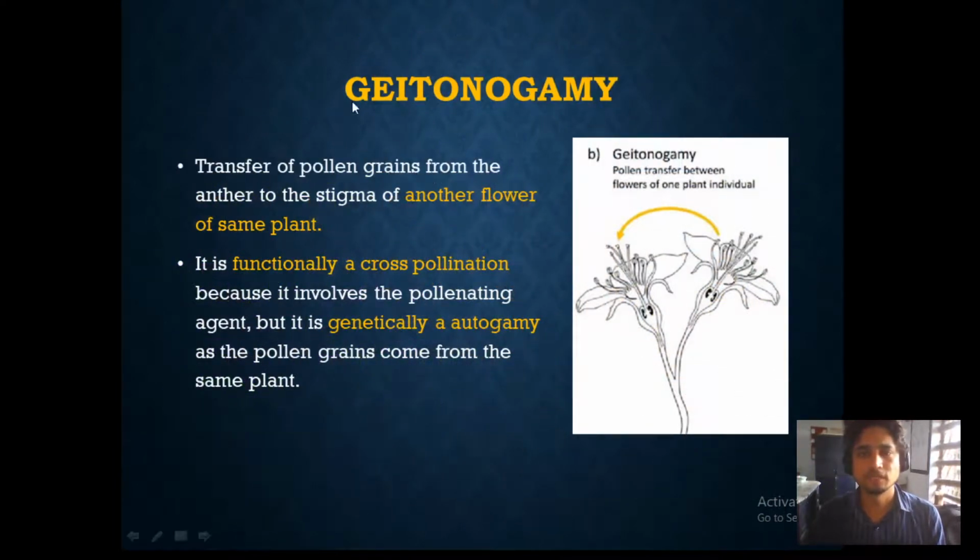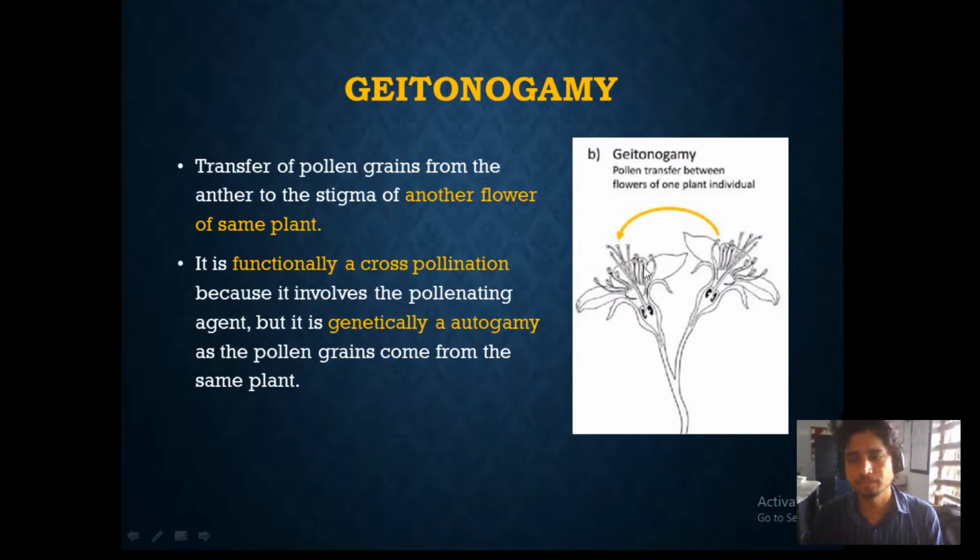Another kind of pollination is Geitonogamy. We said that here the pollen transfer is between two different flowers of the same plant. So it is transfer of pollen grains from the anther to the stigma of another flower of the same plant. This is coming from the same plant but two different flowers. So it is functionally a cross-pollination. We can say it is a pollen landing on a different flower. Functionally it is a cross-pollination, but genetically it is a self-pollination.